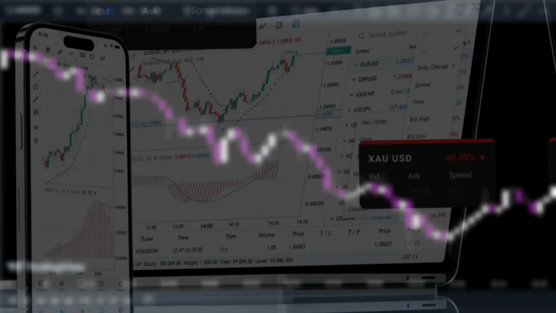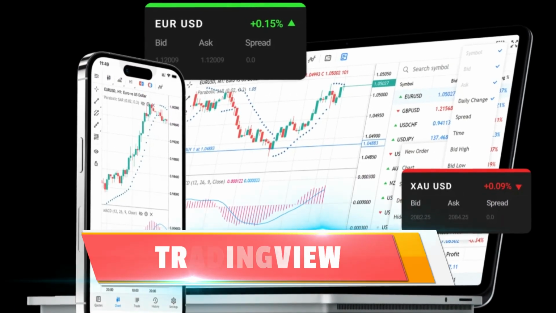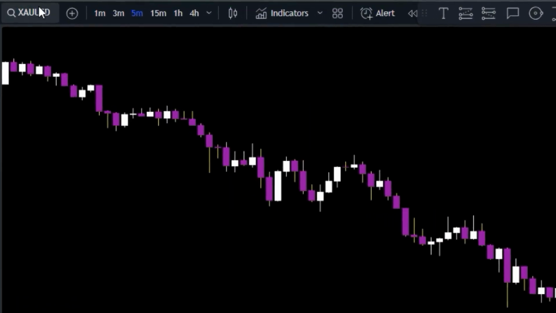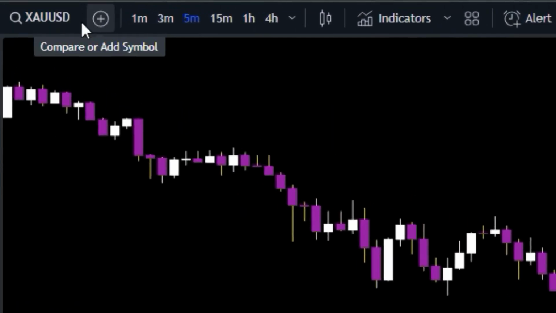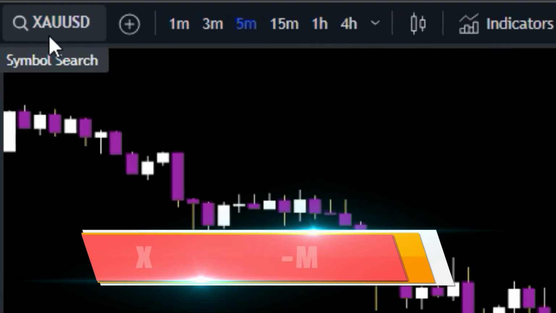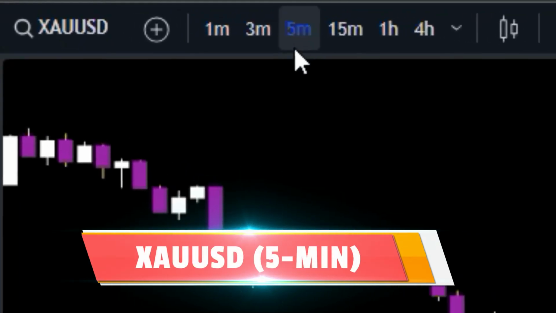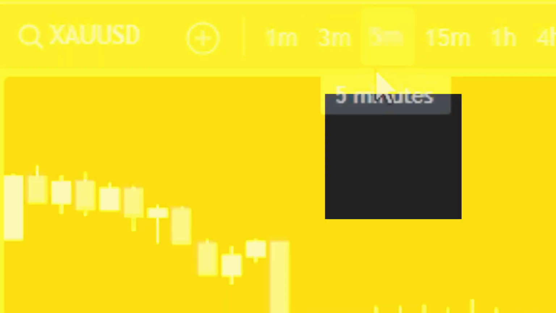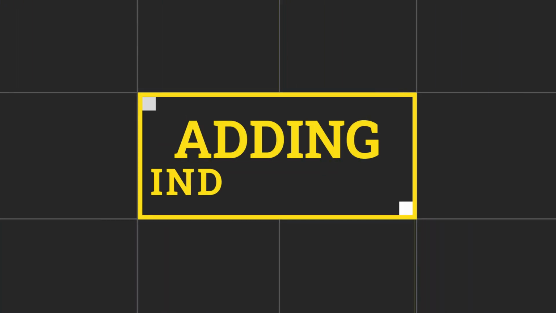So, to get started, head over to TradingView.com and open any chart of your choice. That's right, any chart will do. For this demonstration, we'll use the Gold 5-minute chart. Once your chart is set up, follow these steps.